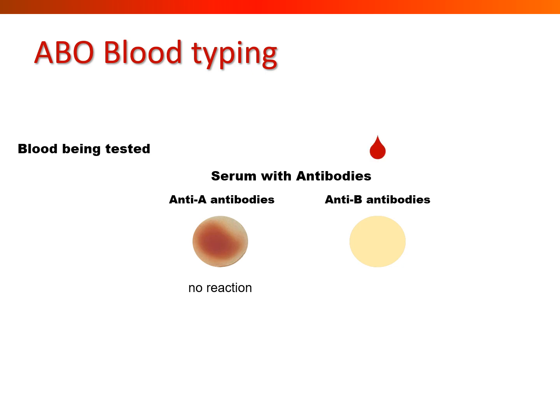So here's our blood, drop it in the serum with the anti-B antibodies, and we end up with, again, no reaction. So because this blood did not respond to the anti-A antibodies or the anti-B antibodies, that tells us that we don't have either antigen A or antigen B on these red blood cells. And that leads us to conclude that we're looking at type O blood.